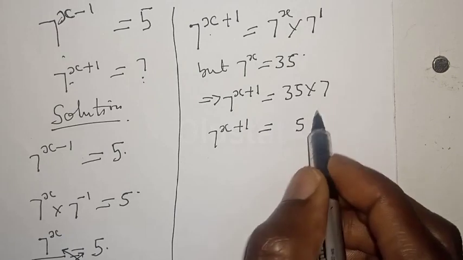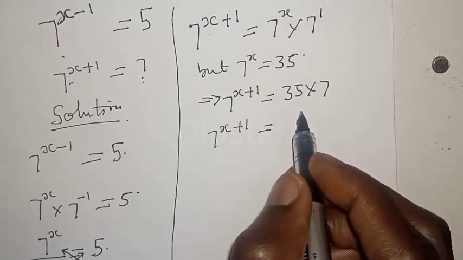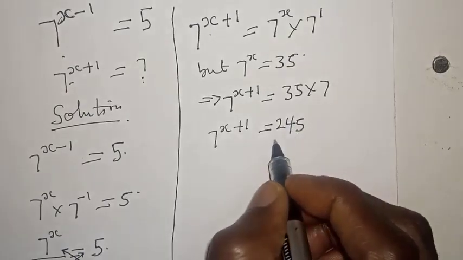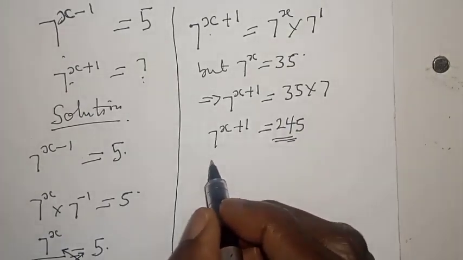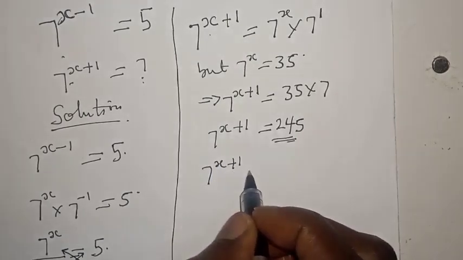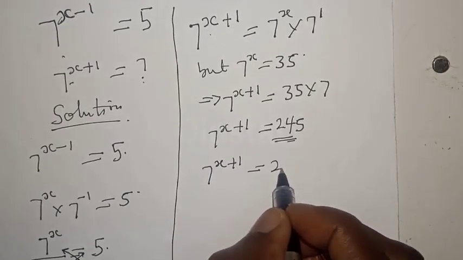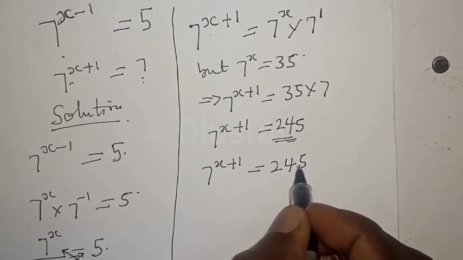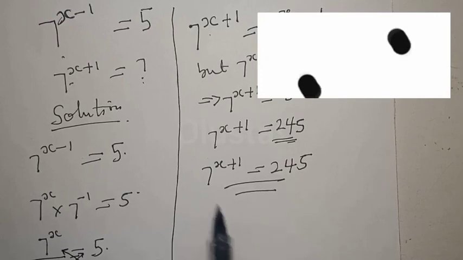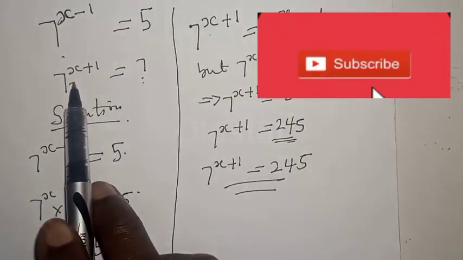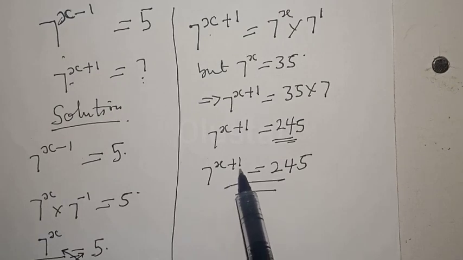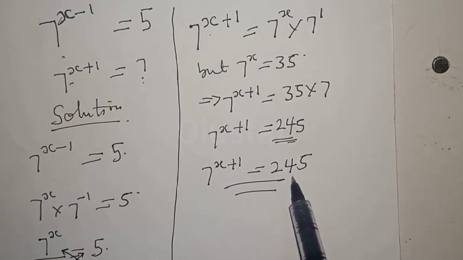Then 35 times 7: 7 times 5 is 35, 7 times 3 is 21, plus 3 is 24, so we get 245. Therefore, 7 raised to power x plus 1 is equal to 245. So, that is the answer. We can see that from the question here, we don't know the value of 7 raised to power x plus 1, and here, 7 raised to power x plus 1 is equal to 245.